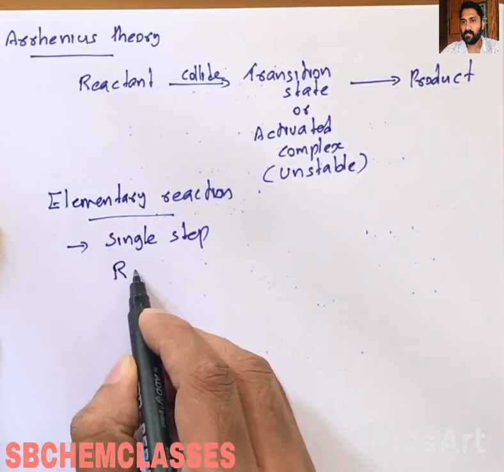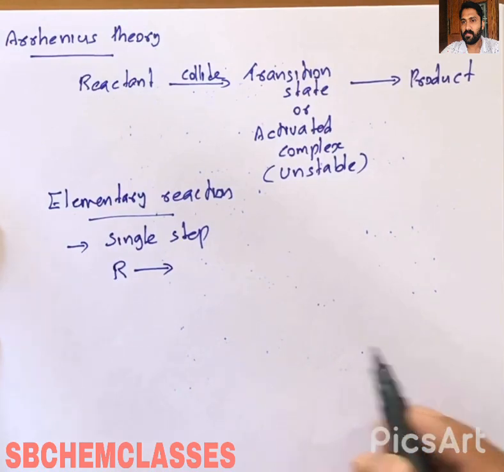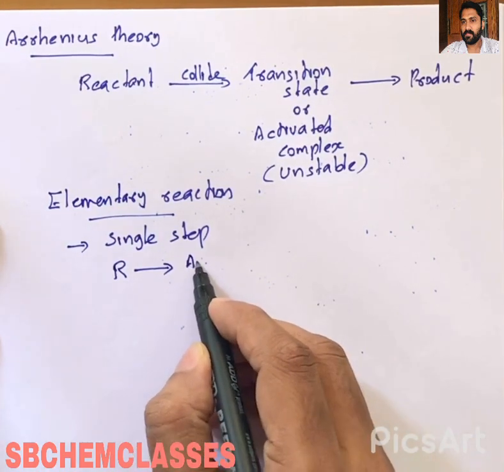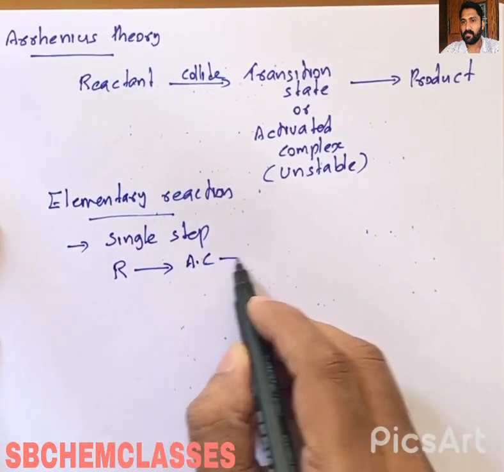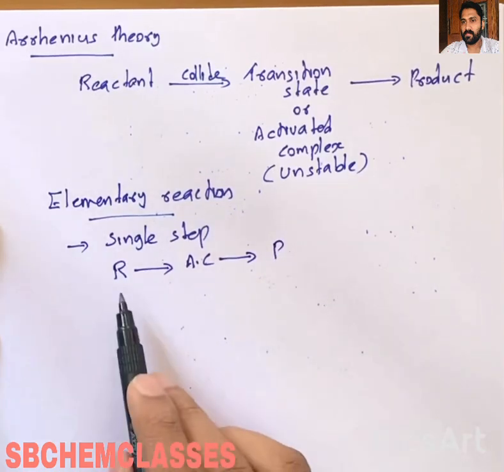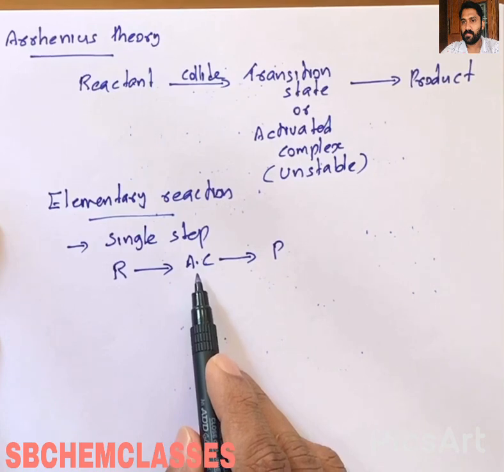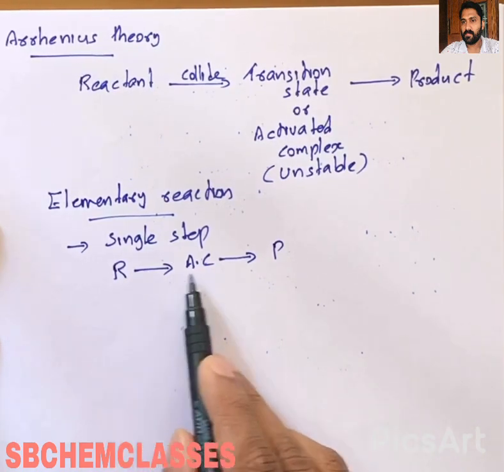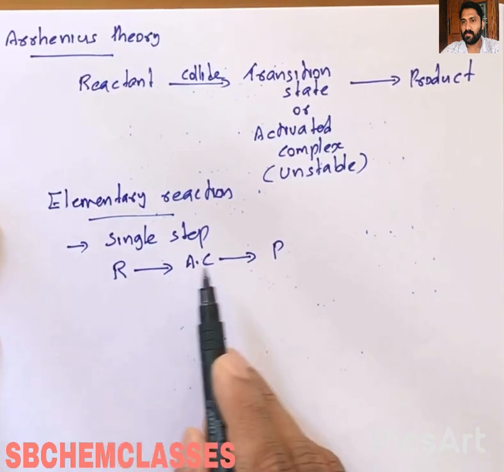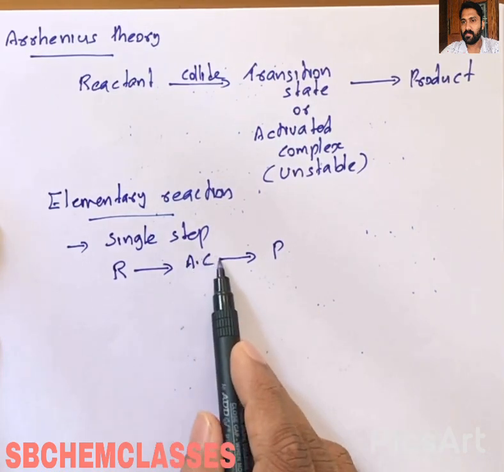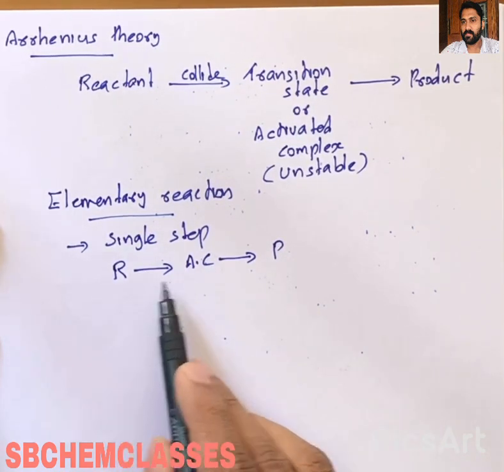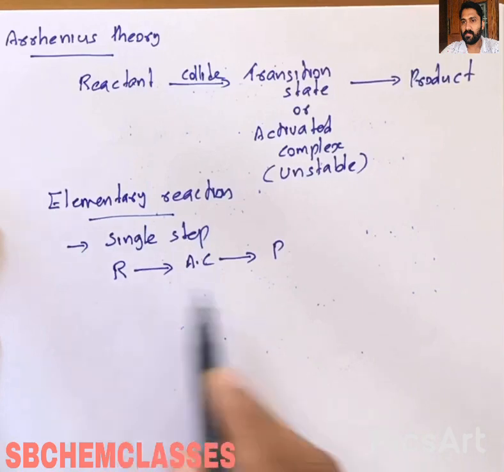Reactant molecules collide with each other to form an activated complex, which is then converted to product. Formation of the activated complex is not a step. It is part of a step. Reactant is converted to product through the activated complex. So formation of the activated complex is not a step.